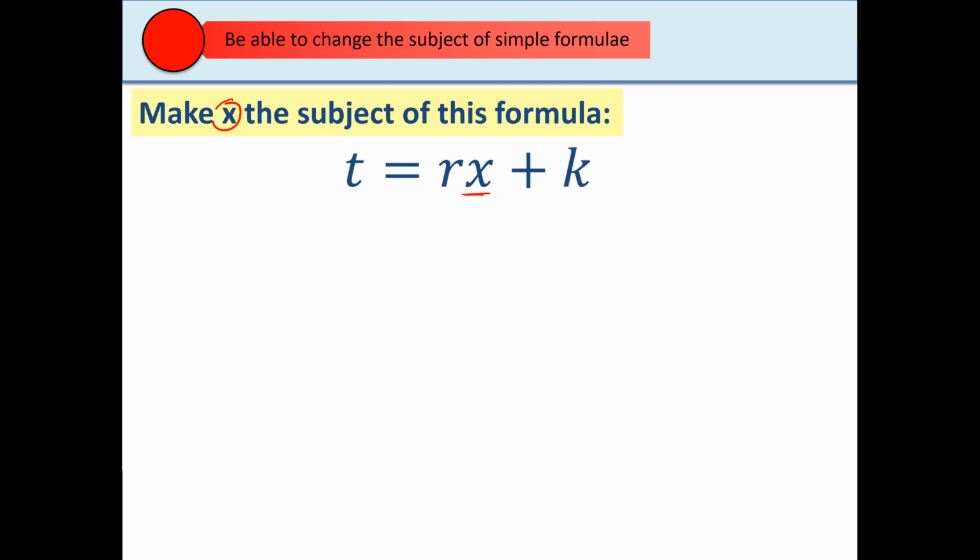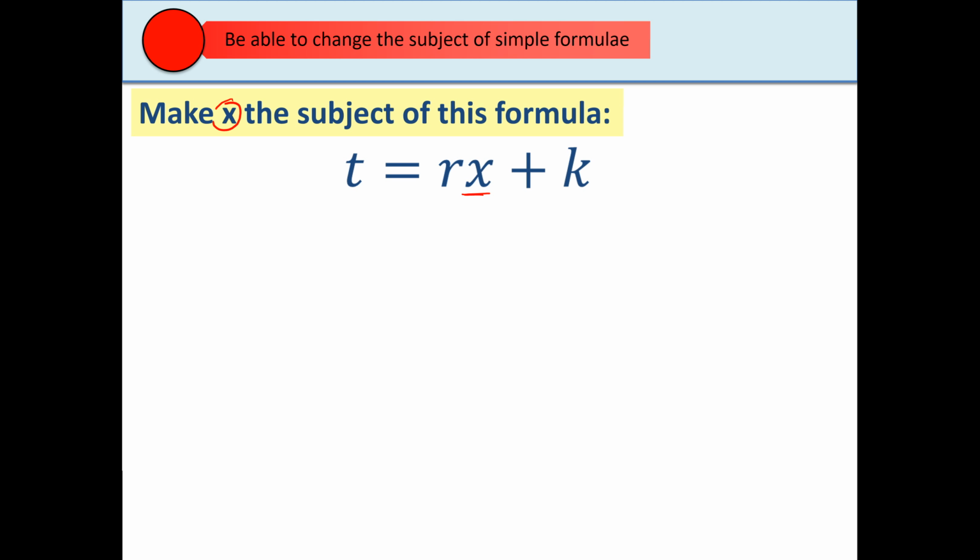So first of all, we need to get rid of the k. Now you must be thinking, why can I not get rid of r first? It's always best to get rid of the term that is on its own, because it's r times x. So if you divide by r both sides, it wouldn't work out because we've got the k on this side as well. So we have to get rid of the k first.